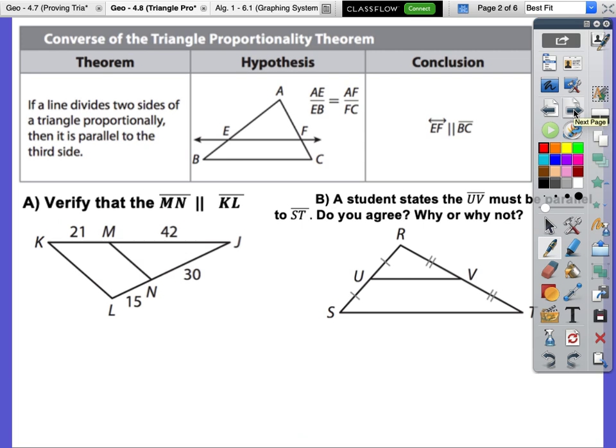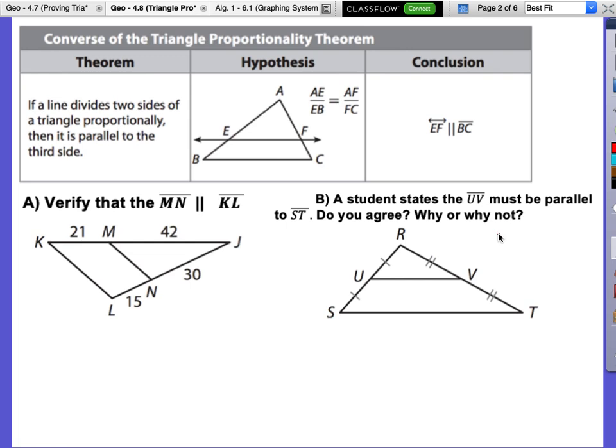Converse of the triangle proportionality theorem. If a line divides two sides of a triangle proportionally, it is parallel to the third side. So we're saying if this line EF divides AB and AC, the sides, proportionally, then we know they're parallel. We're going in reverse. Instead of saying it's parallel, so it divides the sides proportionally, we're saying it divides the sides proportionally, so now it's parallel.